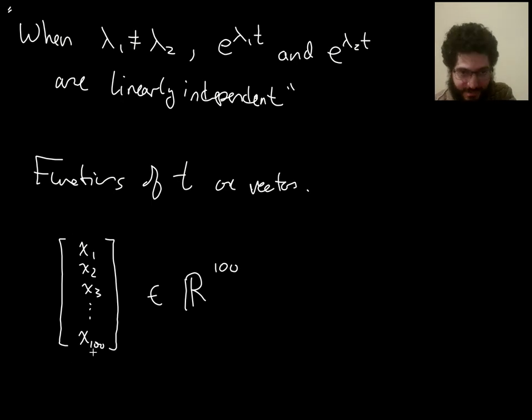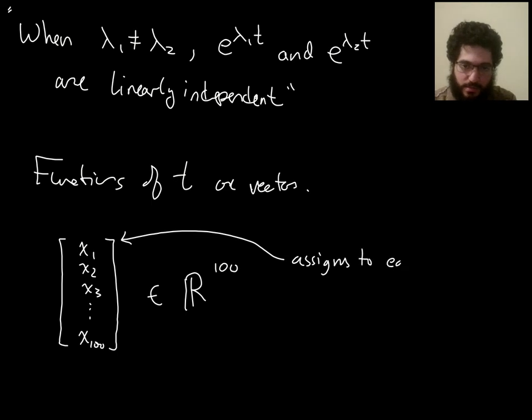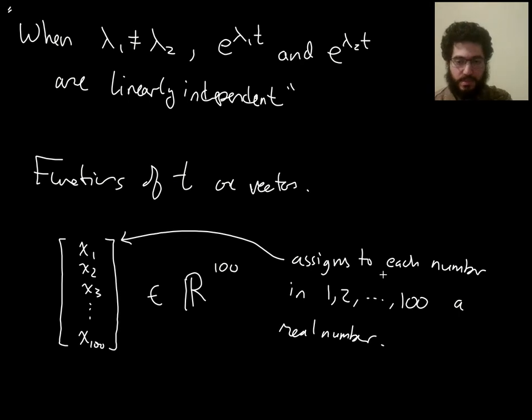In terms of data, a way of thinking about what this is, you can think about it as an assignment. Think about it this way. An object that assigns to each number in the list of numbers 1, 2, etc. up to 100, a real number. So assign to each integer, 1, 2, 3, etc. up to 100, a real number. So to 1, we assign it the real number x sub 1. To 2, we assign it the real number x sub 2, and so on.